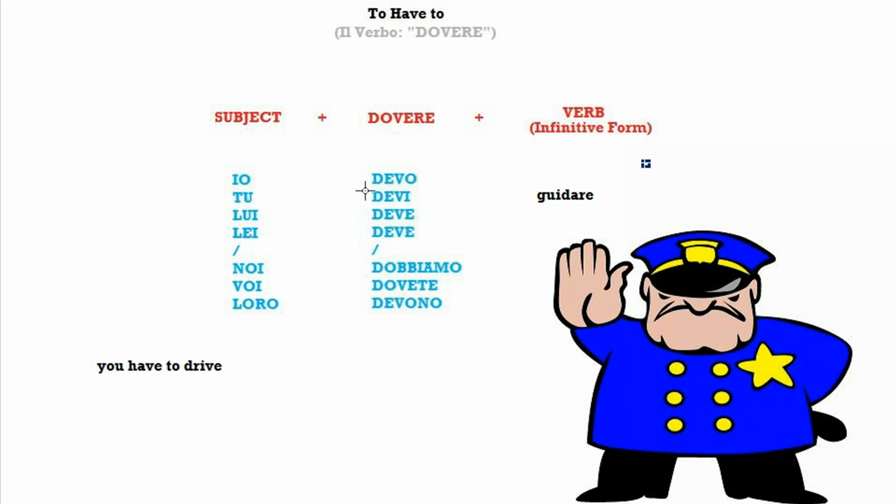Of course, in Italian, we omit the subject and it becomes devi guidare. This is a very useful verb. The verb dovere, it's very useful. And basically, you use it always in the same way. You have your subject, then your verb, and then the infinitive form of the verb that you want to have next. Devo, devi, deve, deve, dobbiamo, dovete, devono.